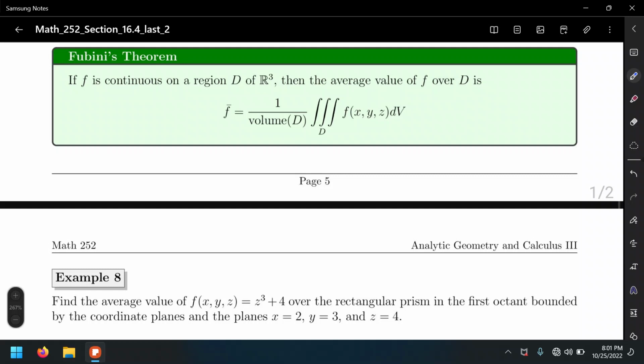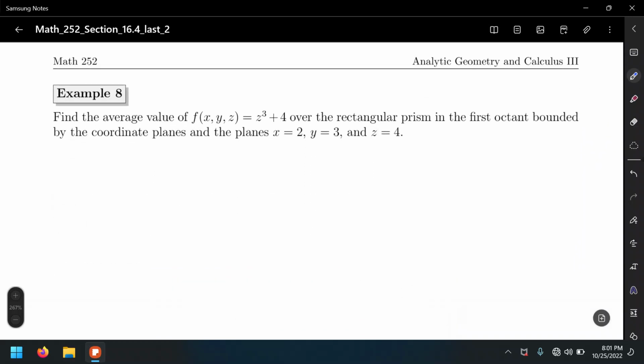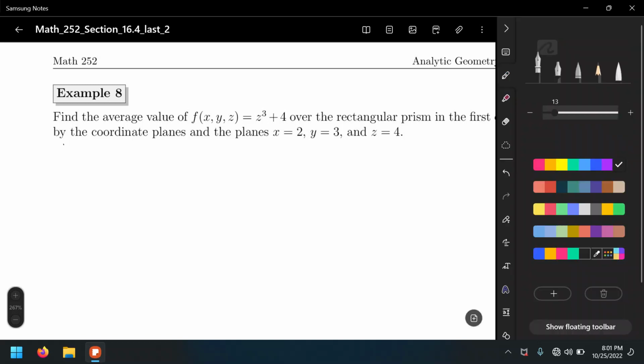So let's look at one brief example. Find the average value of f of x equals z cubed plus 4 over the rectangular prism in the first octant bounded by the coordinate planes and the planes x equals 2, y equals 3, and z equals 4. So essentially, we are integrating over the following solid, that's 1, 2, 1, 2, 3, and 1, 2, 3, 4. That's going to be over this rectangular box.